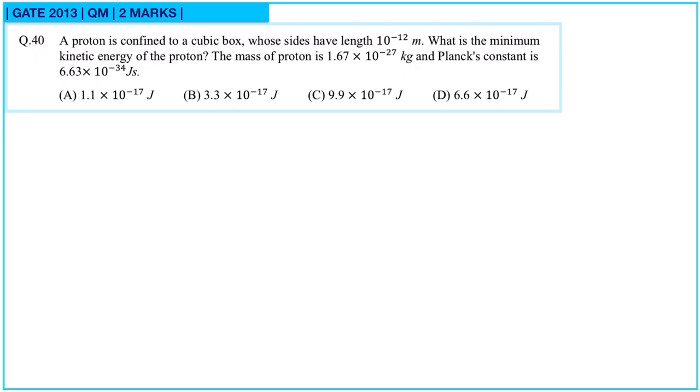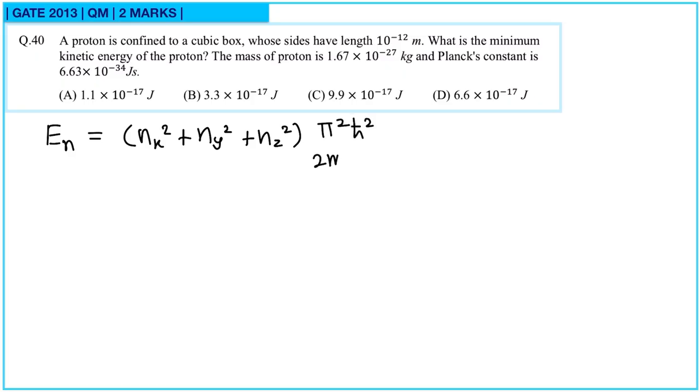Next, a proton is confined to a cubic box whose sides have lengths 10 to the power minus 12 meter. What is the minimum kinetic energy of the proton? The mass of the proton is given, Planck's constant is given. Now the particle is in a 3-dimensional box, so En is equal to nx square plus ny square plus nz square into pi square h cut square upon twice m width square. Let us assume width is a. Now for the ground state, nx, ny, nz will be 1, 1, 1. So that means this is 3 pi square, and we have here h cut square upon twice m a square.